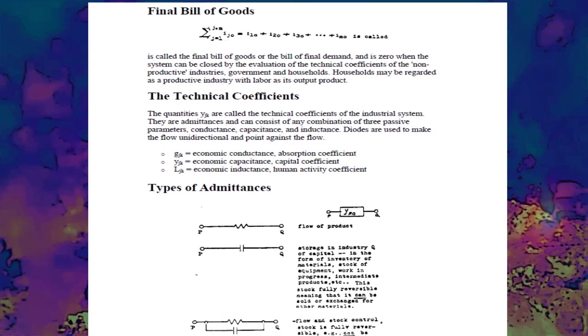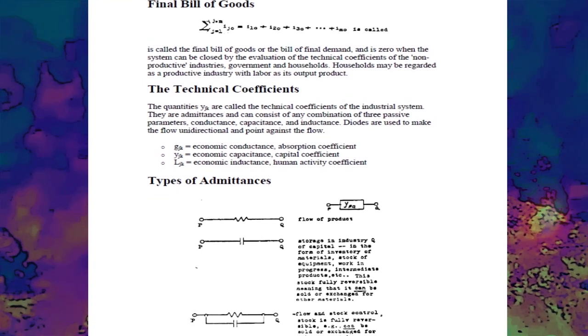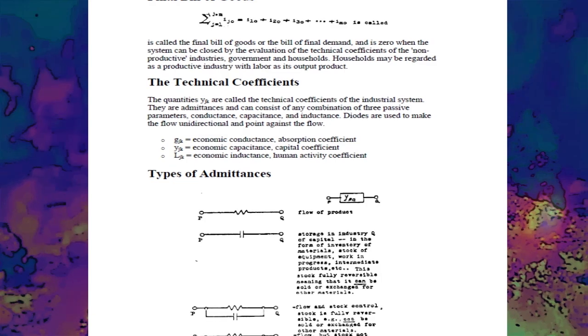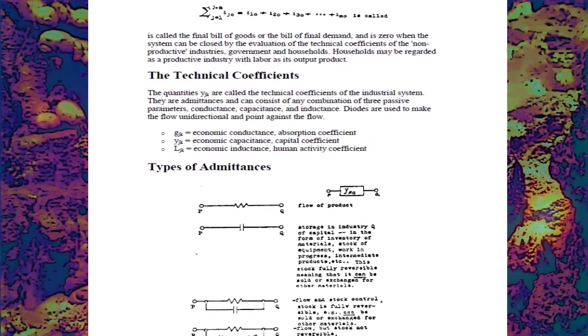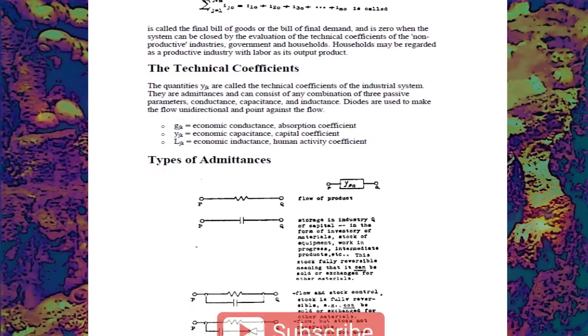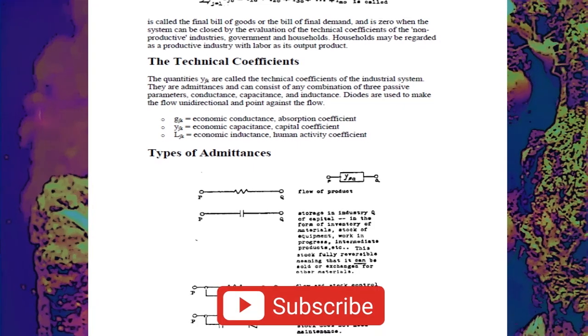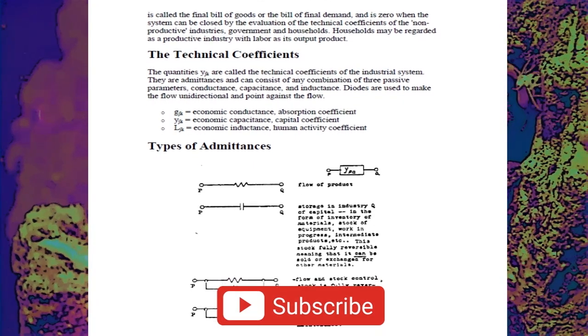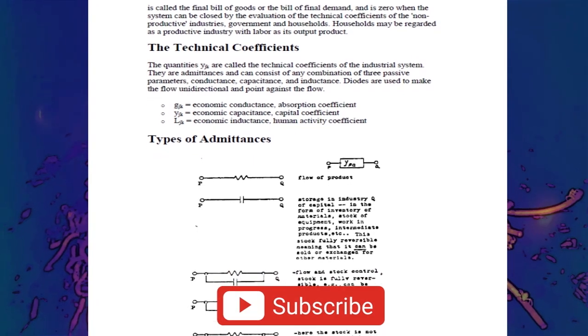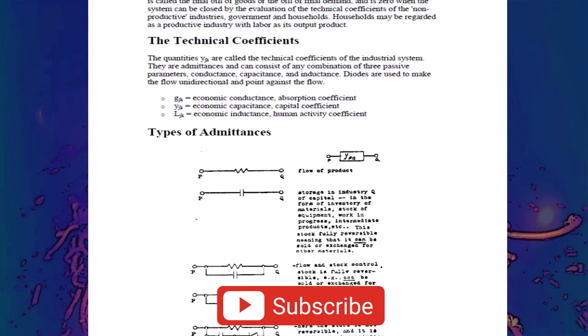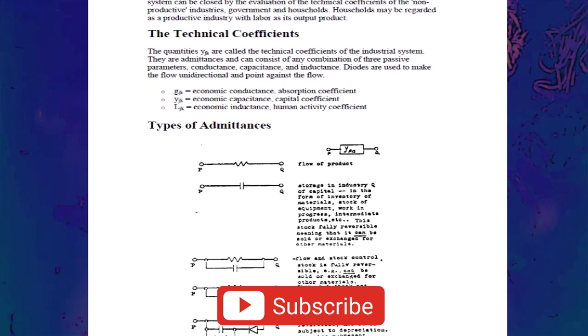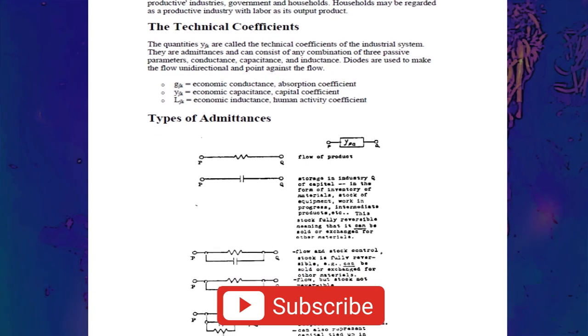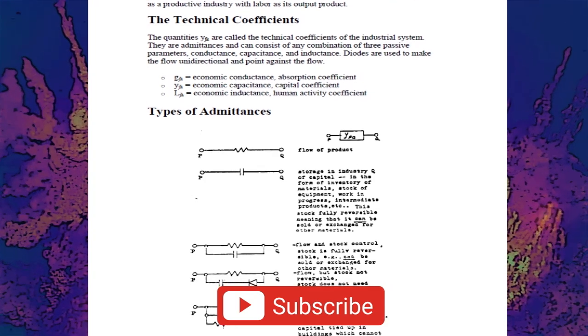Demand, and is zero when the system can be closed by the evaluation of the technical coefficients of the non-productive industries, government, and households. Households may be regarded as a productive industry with labor as its output. The technical coefficients. The quantities y, j, k are called the technical coefficients of the industrial system.